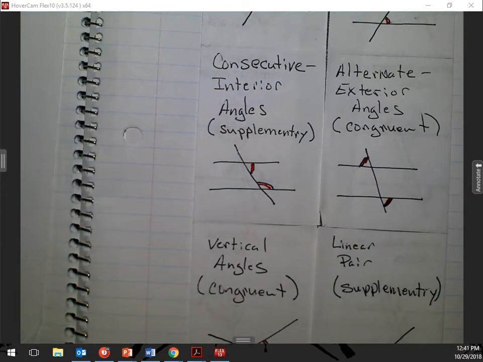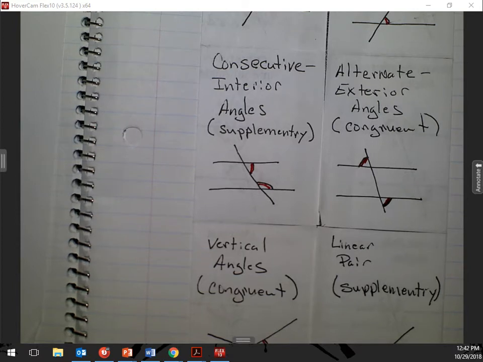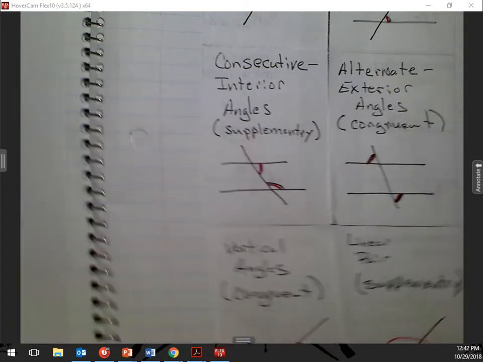Class, vertical angles are? Congruent. Thank you. Okay, I said it, where's my candy? We're not doing this again. Here you go. Class, vertical angles are? Congruent. All right, so they're going to be congruent.